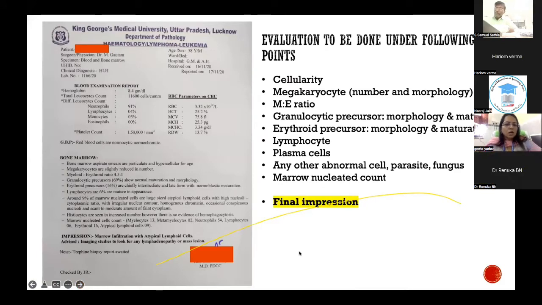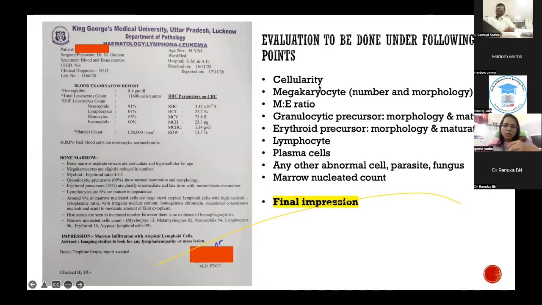This is a report prototype that we dispatch from our institute. As I mentioned, a peripheral blood smear is necessary, so we give a peripheral blood smear finding. Then the bone marrow has to be evaluated, and all these points have to be written on the report.